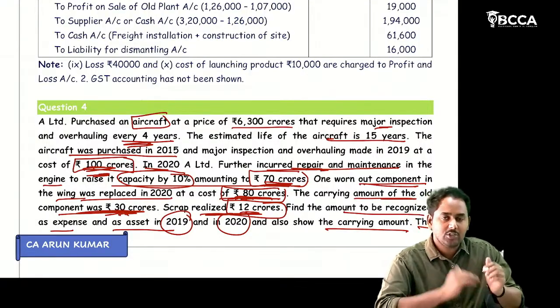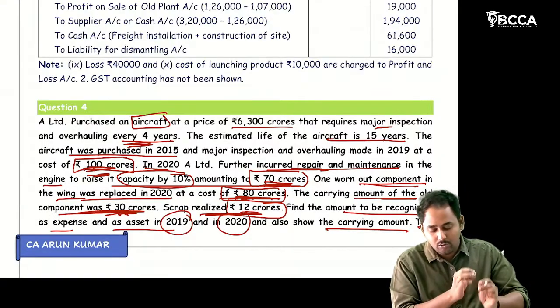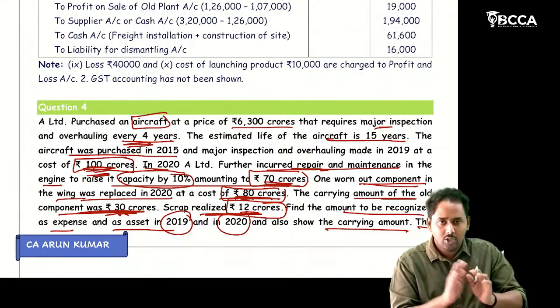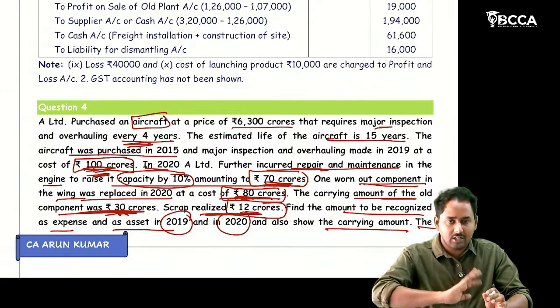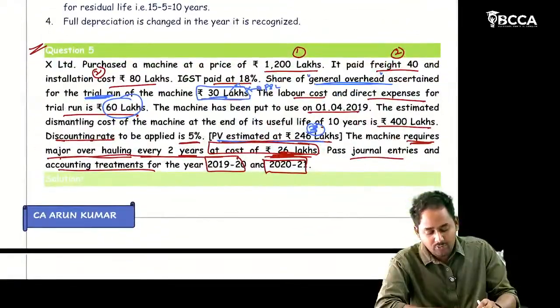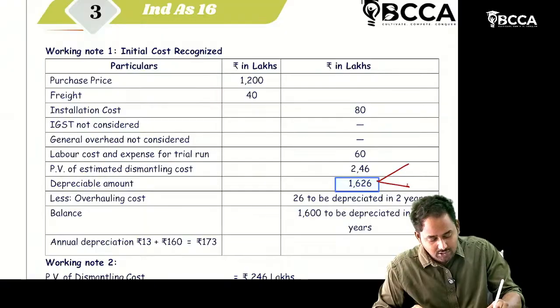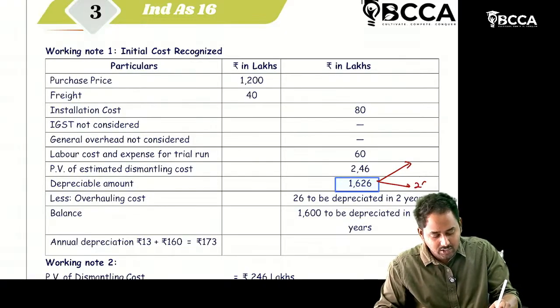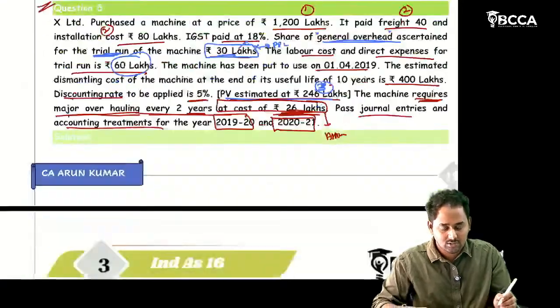But what is the portion of the major expenses? I don't know in 2015, right? So I only know about this in 2019, so from that date onwards, I can provide the depreciation separately. But here I know from the beginning of the year. So out of 1626, what is the overhauling cost? 26. Assume this 26 lakhs is included in 1626.